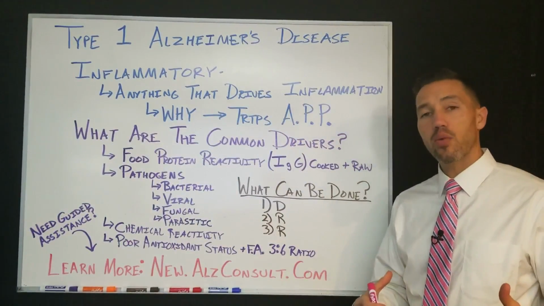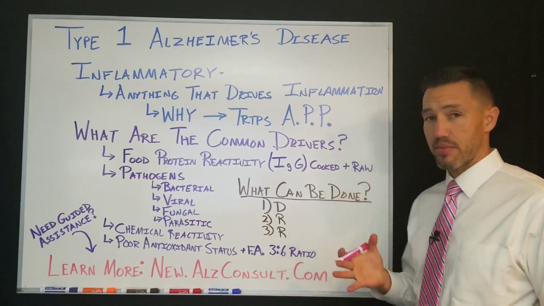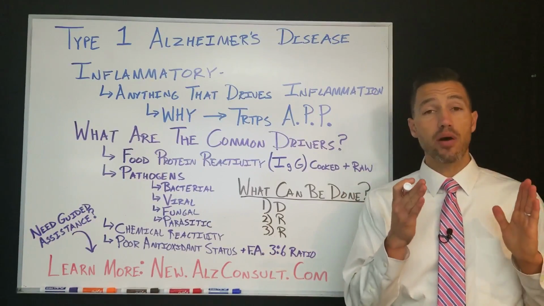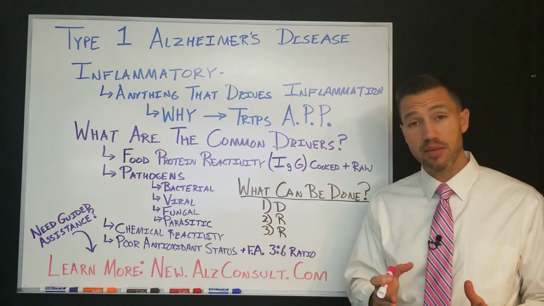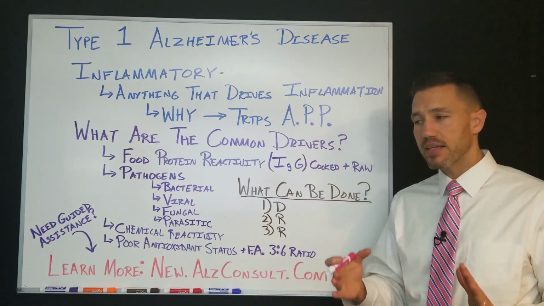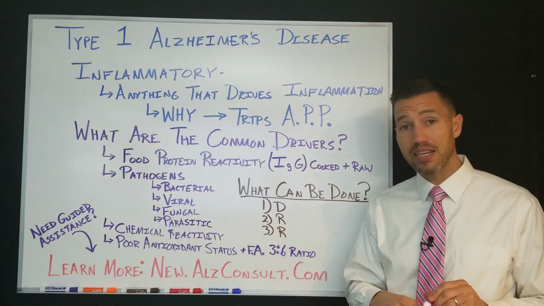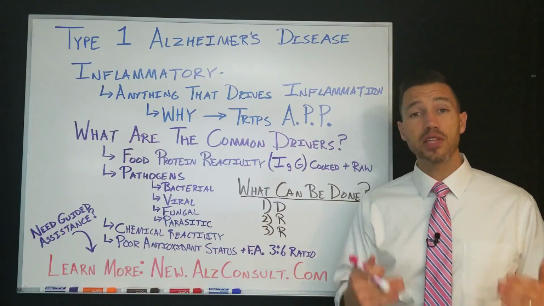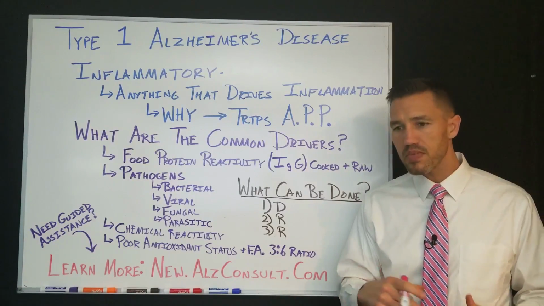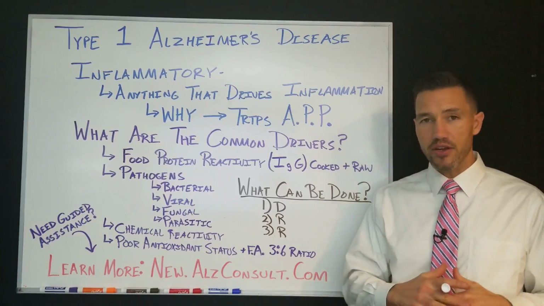In today's video, what I want to talk to you about is Alzheimer's disease. And in particular, I want to talk to you about one of the subtypes of Alzheimer's that have been recently identified. Now, there are currently 6 subtypes of Alzheimer's that have been identified. Type 1 is inflammatory Alzheimer's. Now, if you've never heard this before, then you're going to learn a lot.